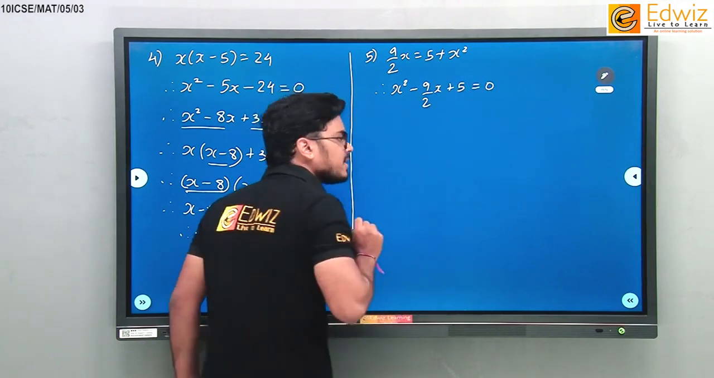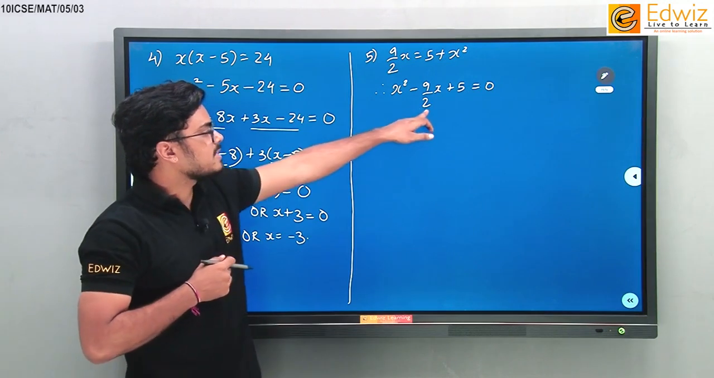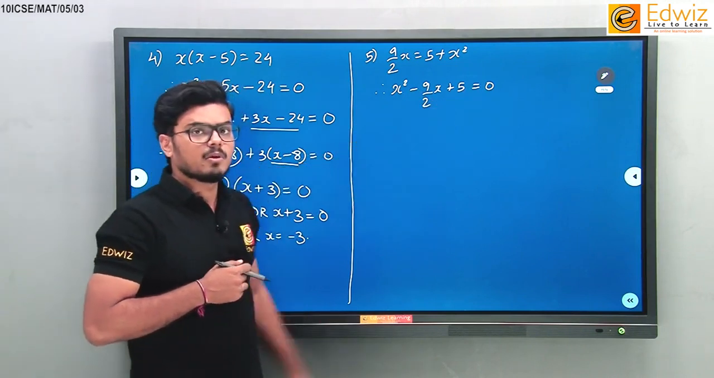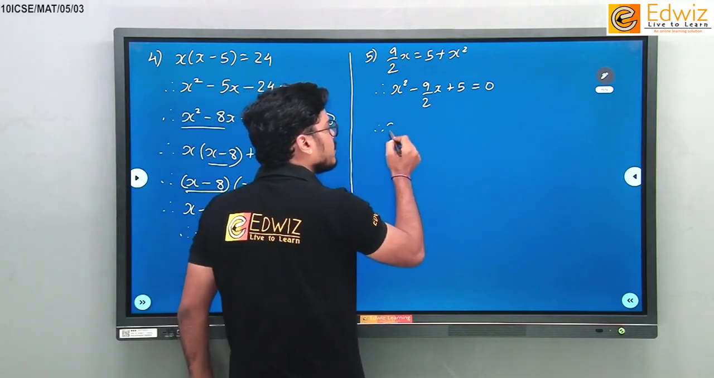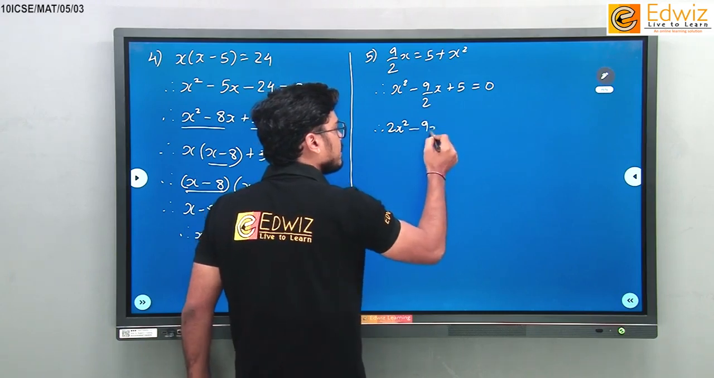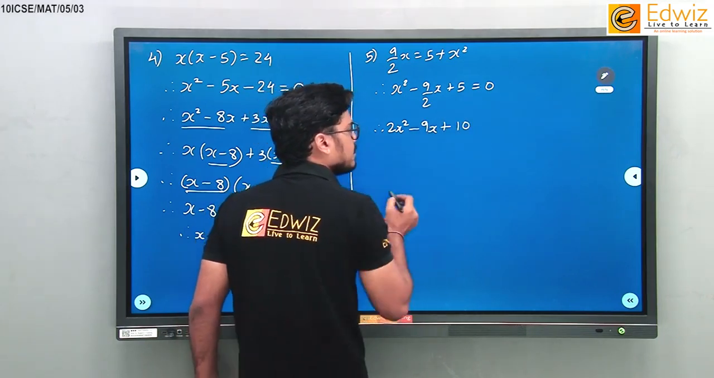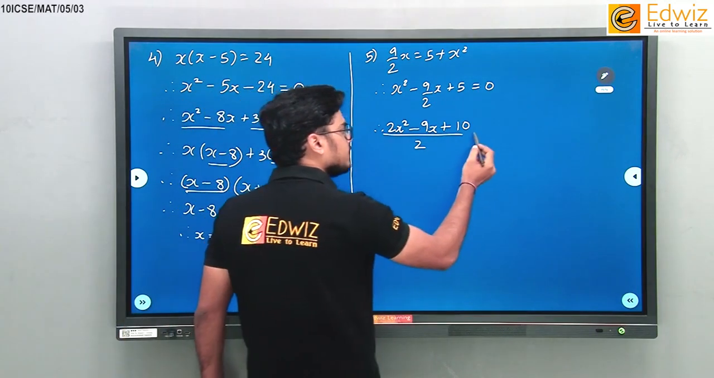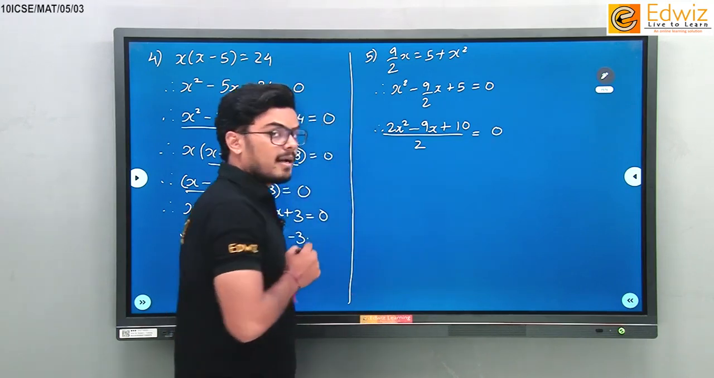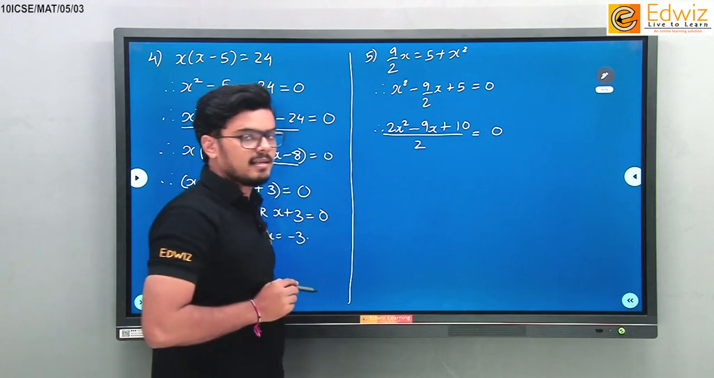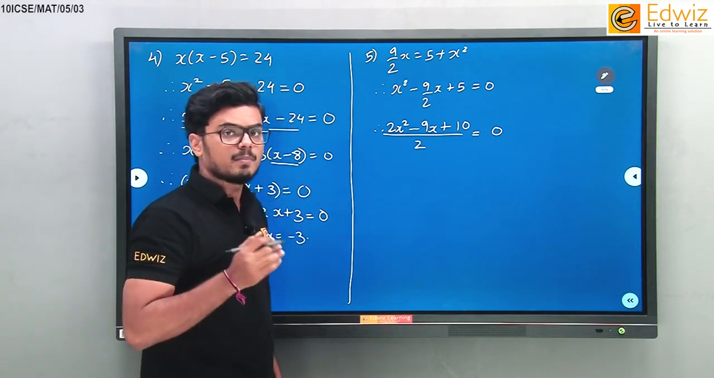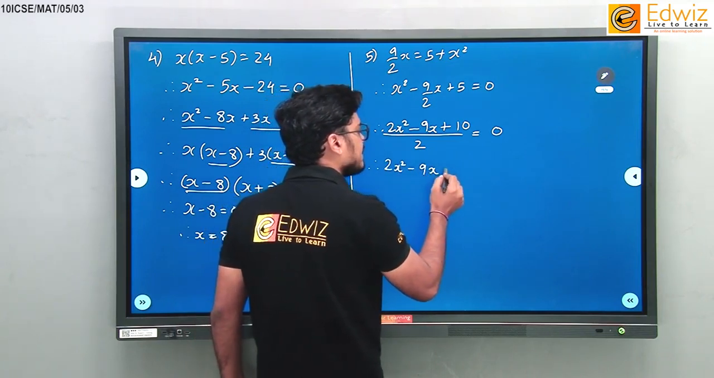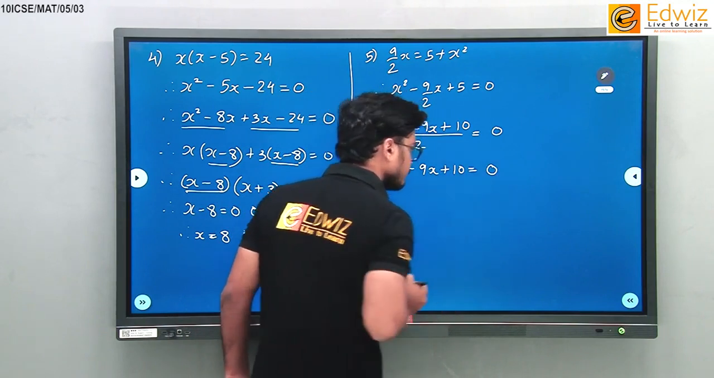Okay, this 5 I just wrote at the end, plus 5. Now, here this 2 is in the denominator. Okay, so I'll just cross multiply it to both the terms. So 2 into x square will become 2x square minus 9x and 2 into 5 will become 10, divided by the entire denominator 2. But if you think about it, we have 0 on the other side, right? If I shift this 2 to the other side, it will get multiplied with 0 and it will become 0. So our equation is 2x square minus 9x plus 10 equal to 0.